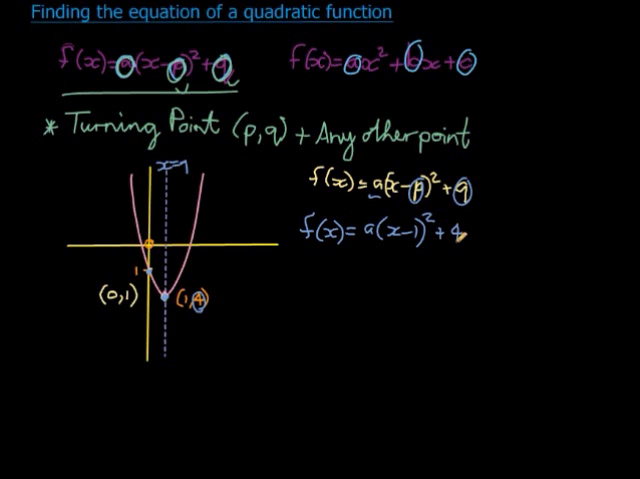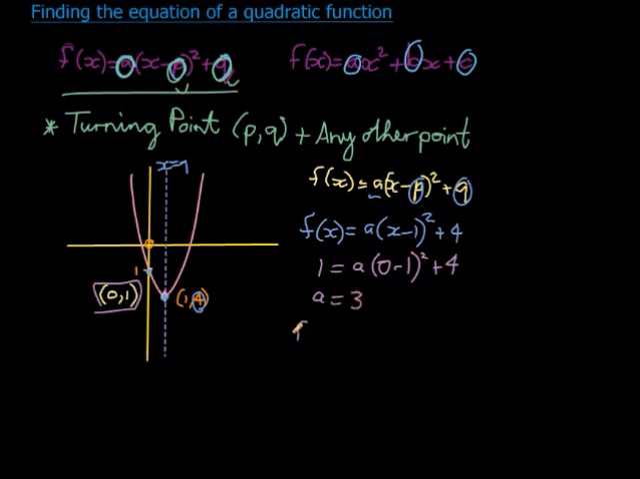And now to find A, we only need to substitute any point on the line. The point we have is, any other point, (0, 1). So when x is 0, y is equal to 1. So we have 1 equals A times (0 minus 1) squared plus 4. And now if we solve, we find A is equal to 3.